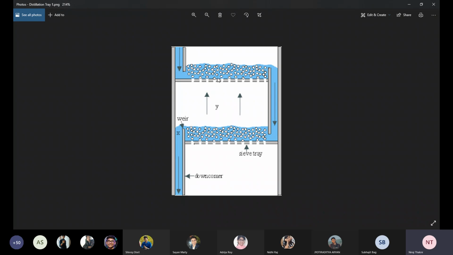As I told in the last class, here the more volatile component has the tendency to leave the liquid phase to the vapor phase, and the least volatile component has the tendency to leave the vapor phase and come to the liquid phase. By this way mass transfer occurs.